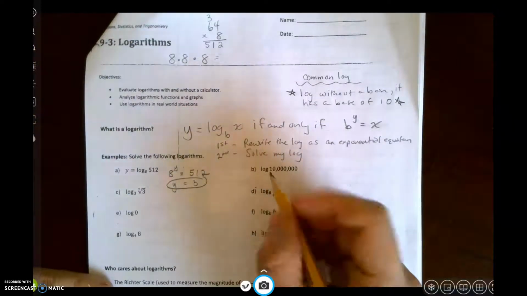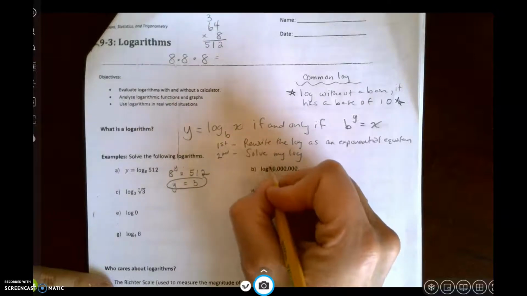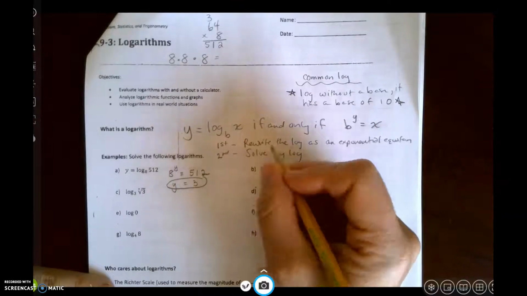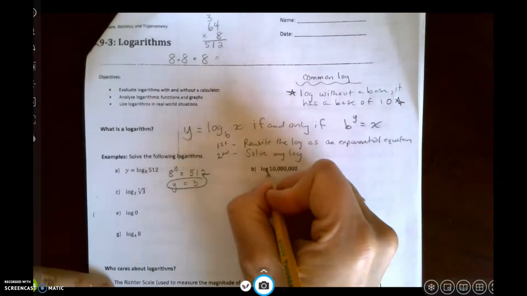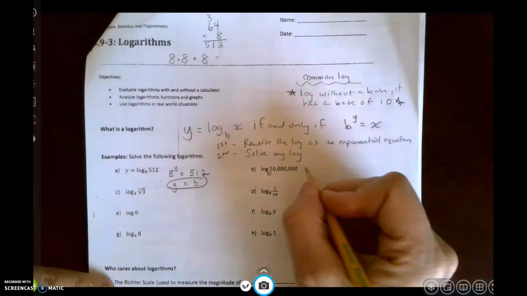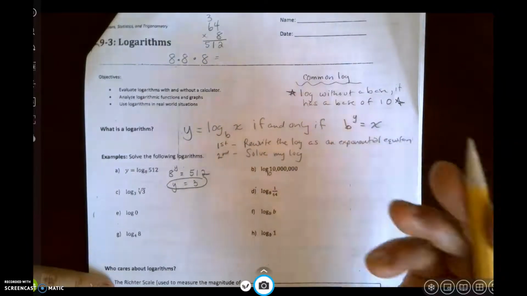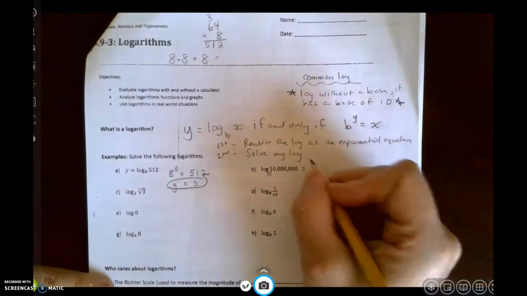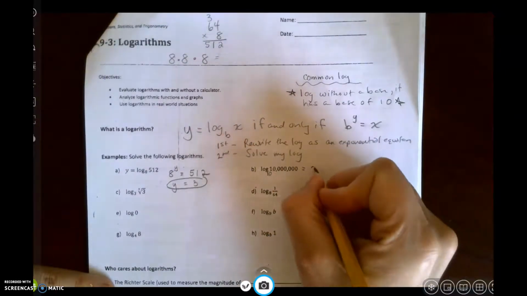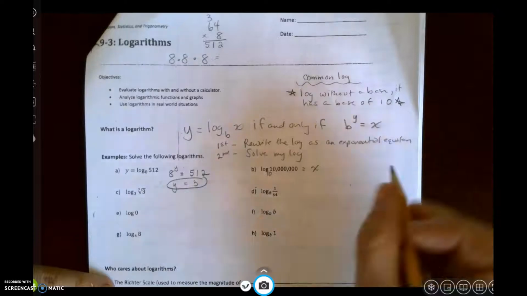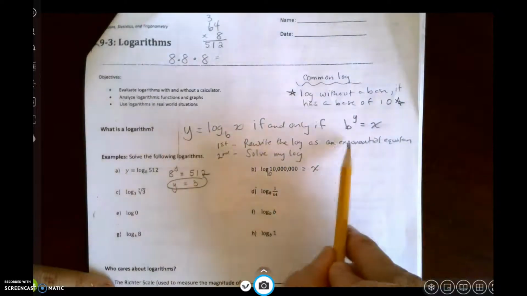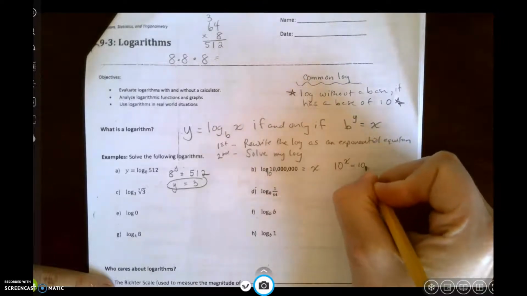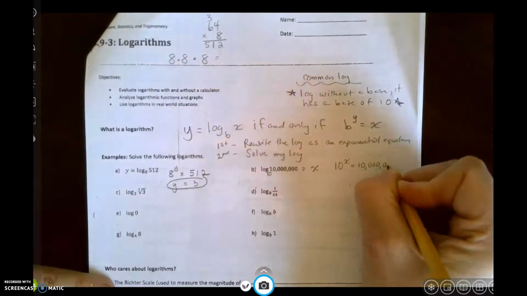Notice there's no base, so I like to insert or write it with the base. So I'm going to put a base of 10 there. That's just how I like it. I know they don't have equals y the way they do here. You can write it any way you want. If you want to write equals x, equals y, equals whatever, I still rewrite the log as an exponential equation. 10 to the x equals 10 million.